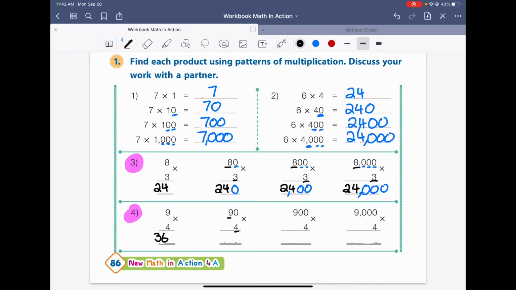Number 4. 9 times 4 is 36. Again, we have 9 times 4, 36. How many zeros? We have 1 here, 2 here, and here we have 3. Make sure we count how many zeros, and we can add it back. That should be pretty simple. We can move on to the next part.